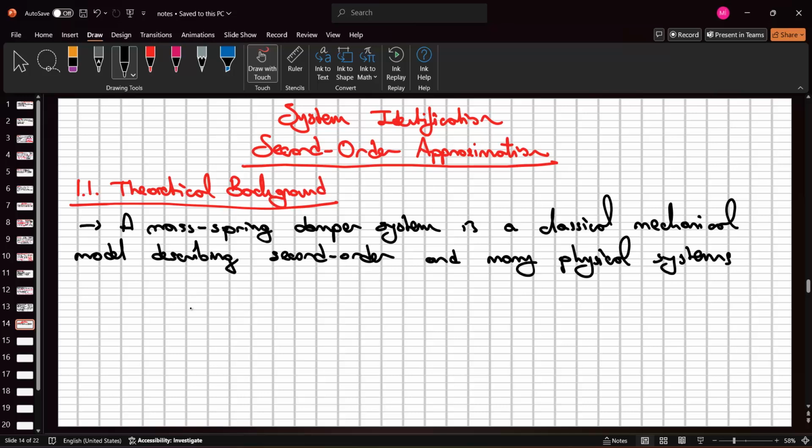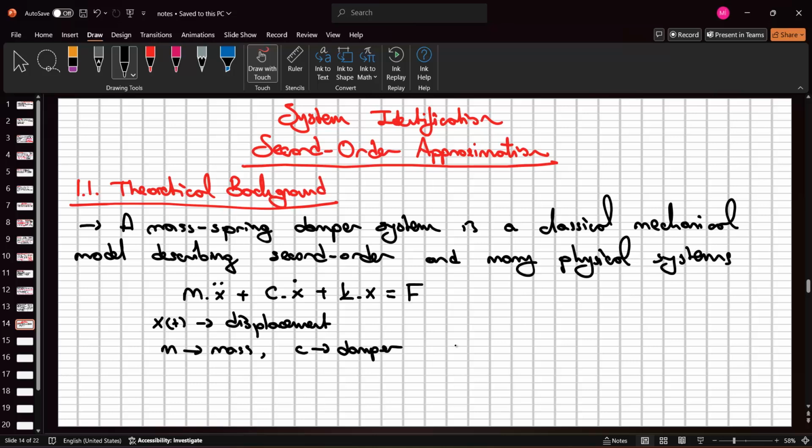like, its dynamic can be given with mx dot dot plus cx dot plus kx is equal to f. Okay, and here x(t) is the displacement, and m is the mass, and c is the damper, and k is the spring. Okay, so these are the system dynamics, but in the differential form of the second order equations.